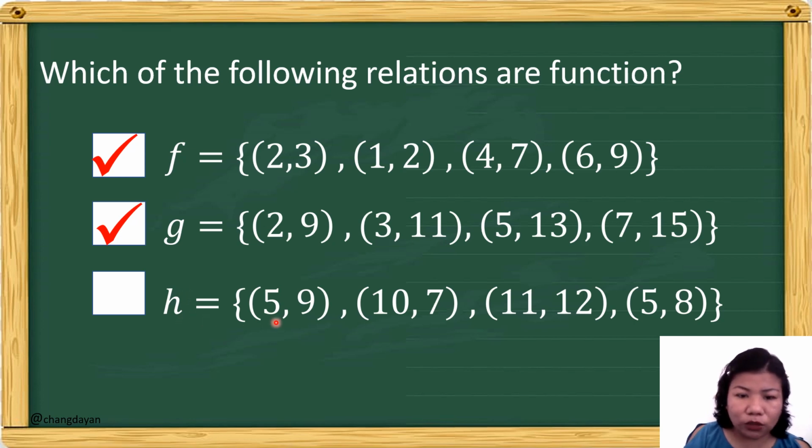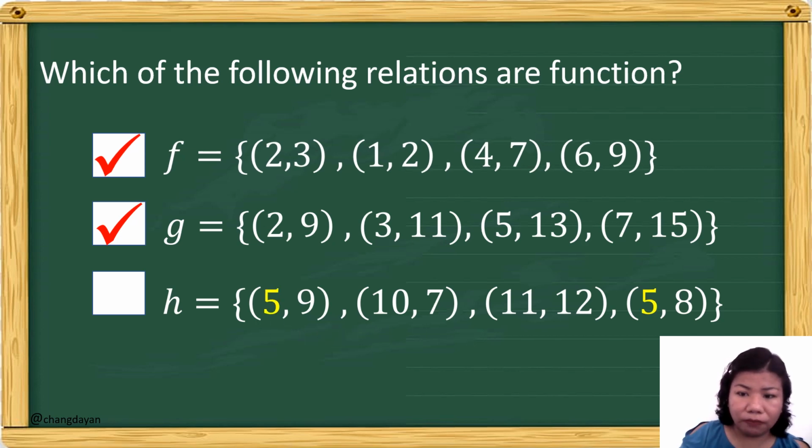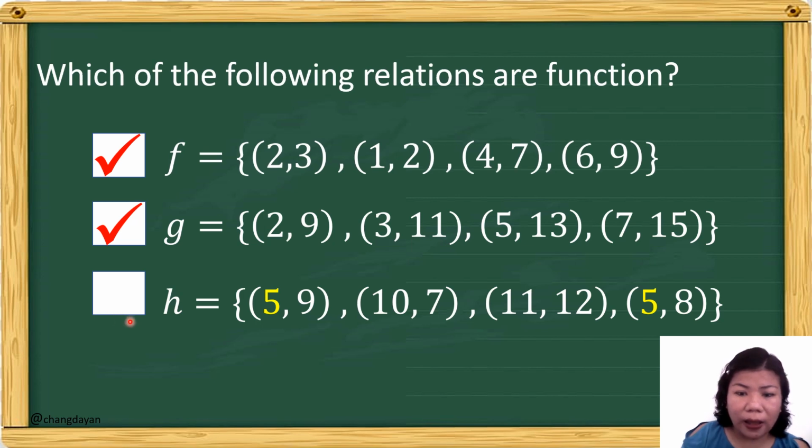So h is equal to (5, 9), (10, 7), (11, 12), and (5, 8). As you see here, the first element 5 repeats, meaning to say this relation is not a function. Again, if the first element repeats, this means that the given relation is not a function.